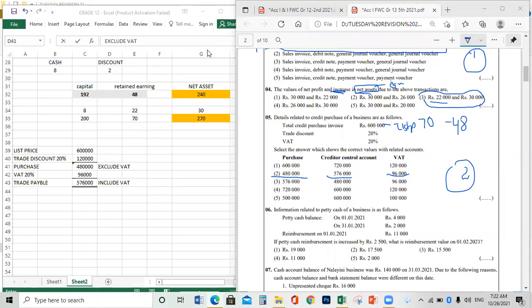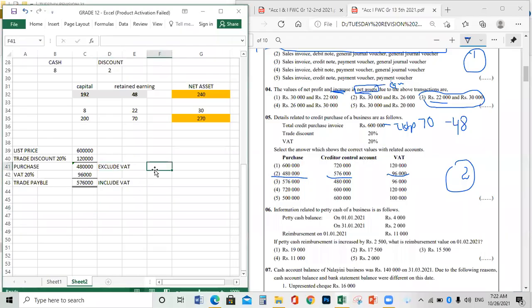Yes, very good. So Afka has given the double entry also. Purchase account debit 480, VAT account debit 96, trade payable credit 576. Okay, so if you all want the double entry for this, purchase becomes debit by 480,000. And then where do you debit? The VAT control, because when you purchase, you call this input VAT.